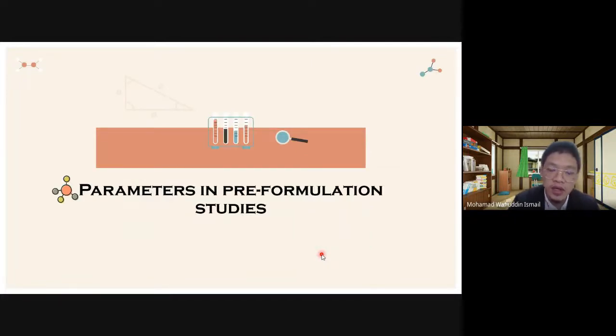So previously, I said that was just some kind of introduction. The parameters in pre-formulation studies that we will learn today are general points or points of view that we must look at. It's not necessarily that we look just at these parameters; they are some initial parameters that must be looked at in pre-formulation studies, to ensure that everything is in good condition before the formulation is set up.